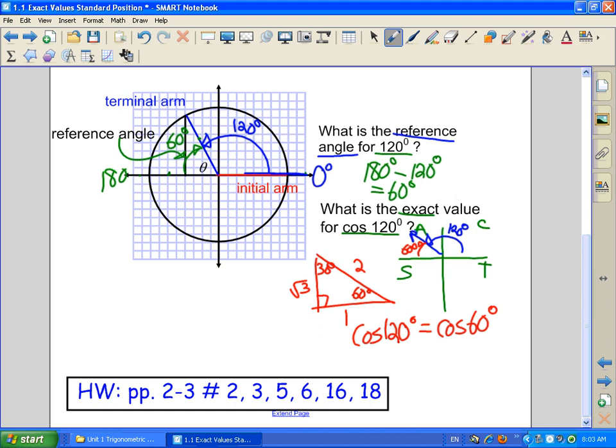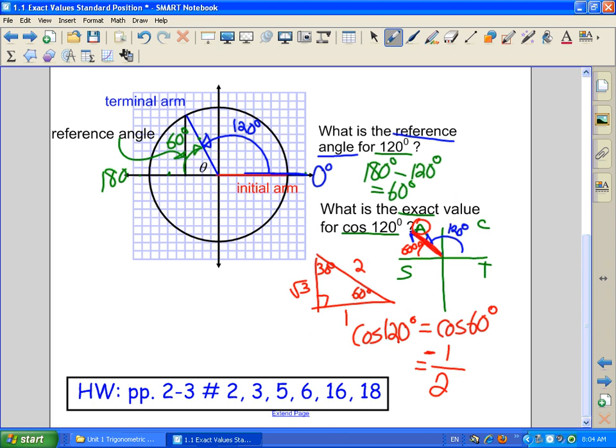Okay, because in fact, they are at the same spot here, right? That's why they can equal. And then what do we know about cos of 60? The cos of 60 is the adjacent side, which is 1, over the hypotenuse, which is 2. The second thing you got to take a look at is the CAST rule. Is cosine positive in that quadrant? It is not, so that's why it is negative 1 over 2.